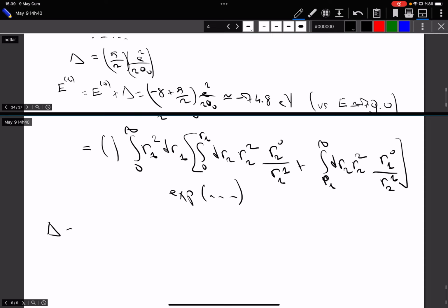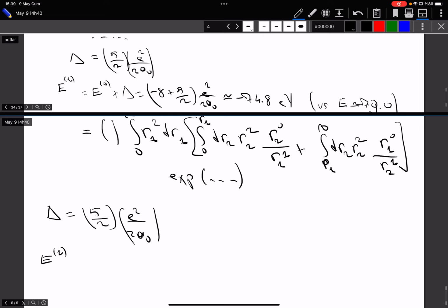The shift is 5 over 2 times e squared over 2a0, and the energy up to first order corrections just turns out to be minus 74.8 electron volts. The exact value is minus 79. Well, we are approaching. You see, the correction is almost 30%. The first order term is large. So I wouldn't stop here, since the first order term is already not very small. You should probably calculate the second order correction to the energy and see whether it is small or not.